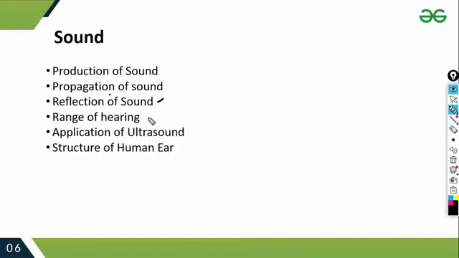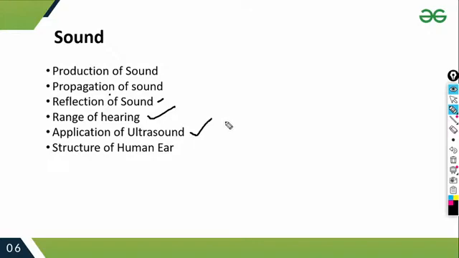And then we'll see the range of hearing. So we humans have a range of hearing. Then we'll see what is ultrasound, above the range of hearing is ultrasound. So we'll see ultrasound also. And then we'll see the applications of ultrasound. So there are many applications.